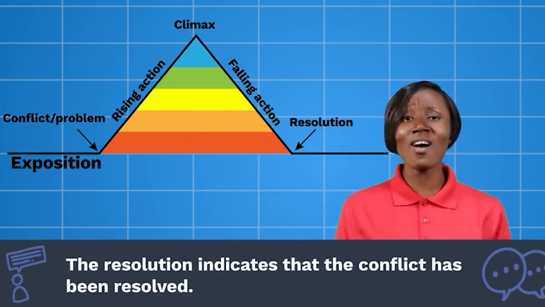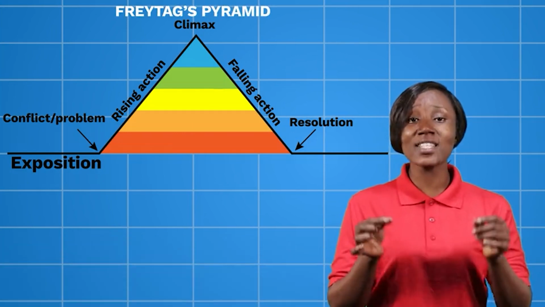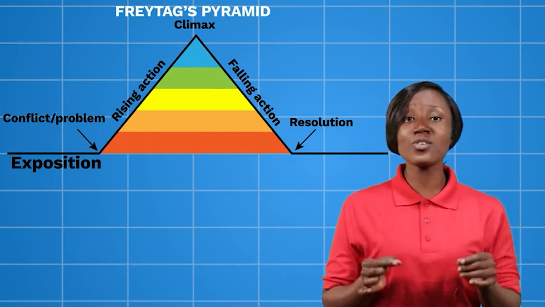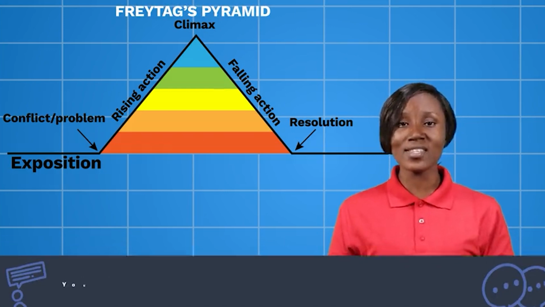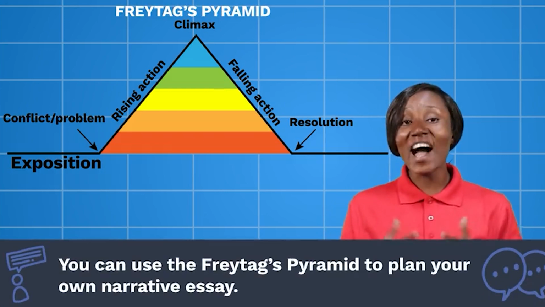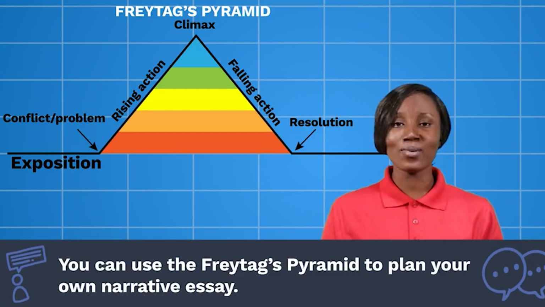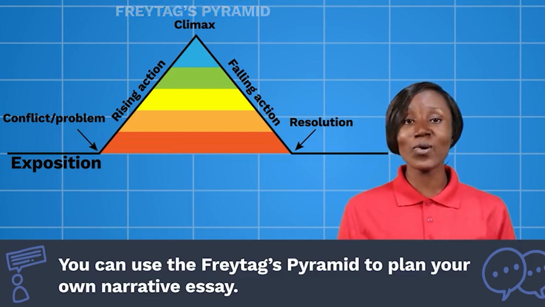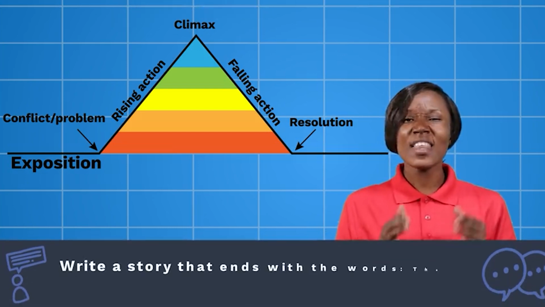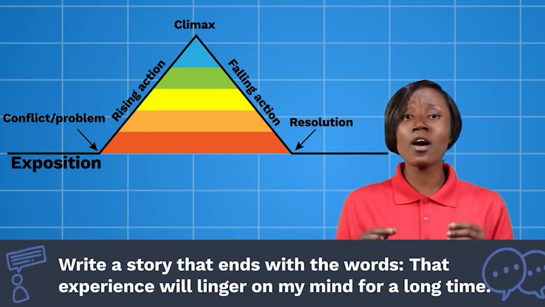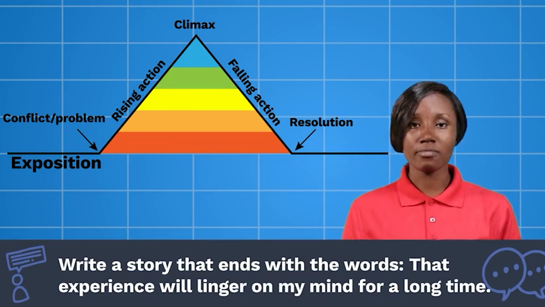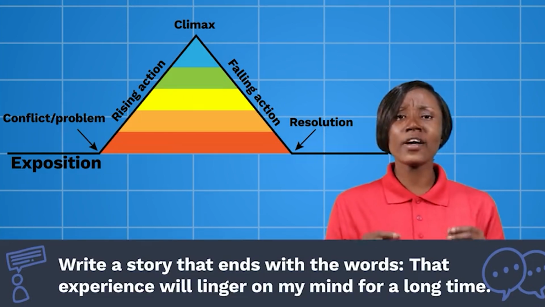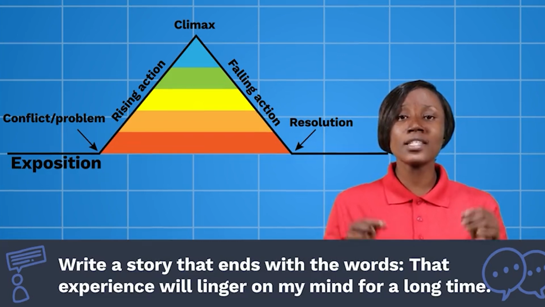What we have been discussing is called Freytag's Pyramid. And since it shows the basic structure of most stories, you can use it to plan and write your own narrative essay too. How? Supposing you have been asked to write a story that ends with the words, "That experience will linger on my mind for a long time." This is a perfect opportunity to write a riveting adventure story.